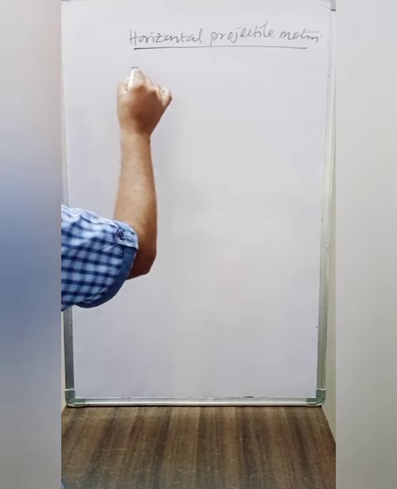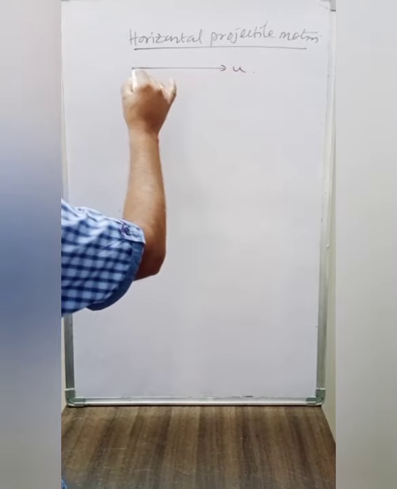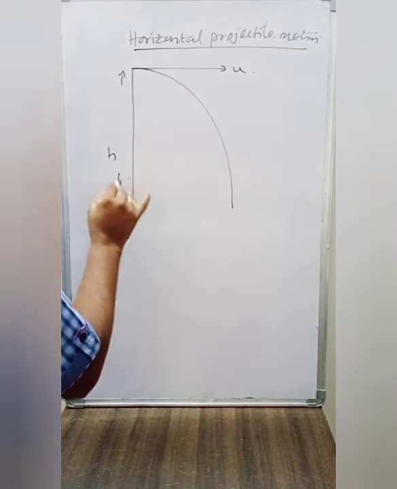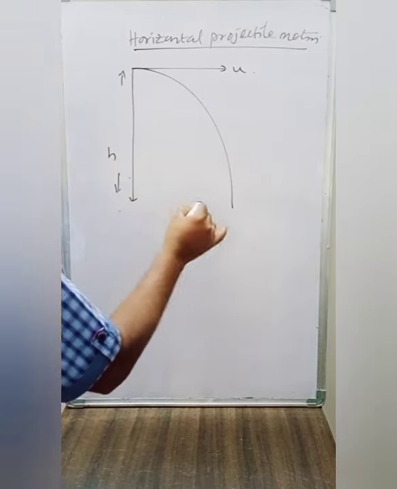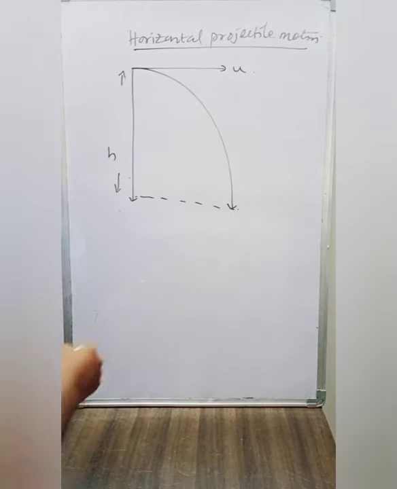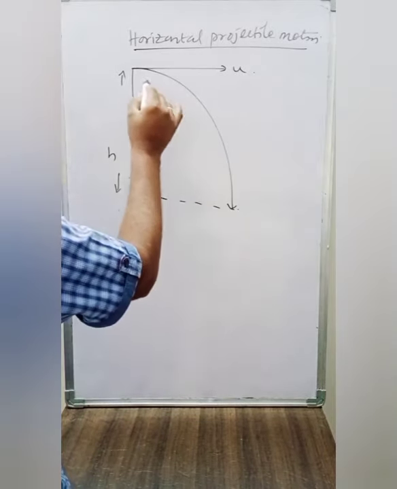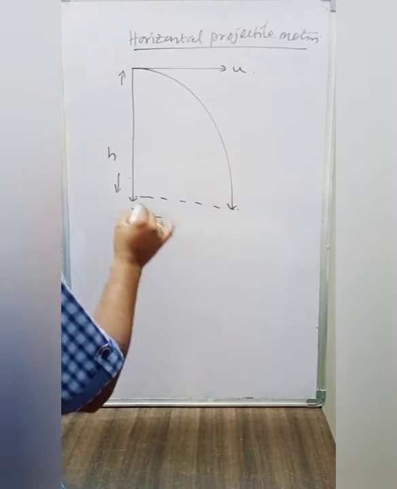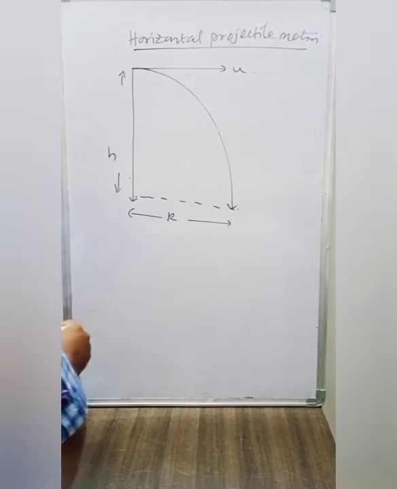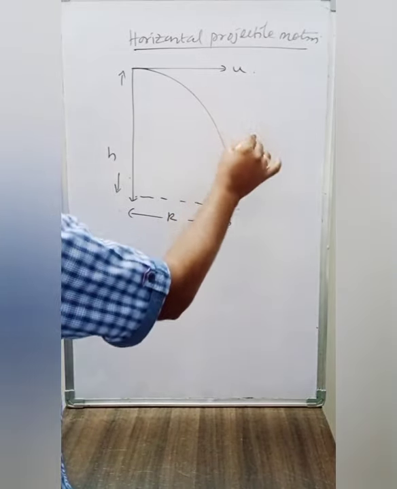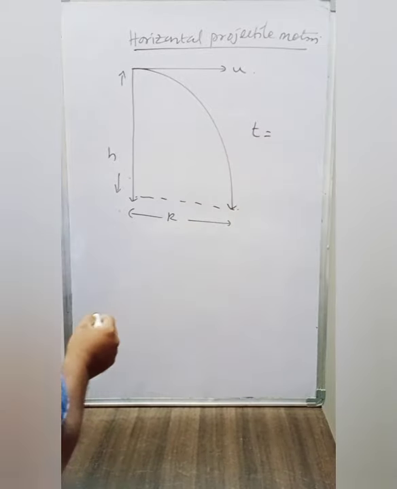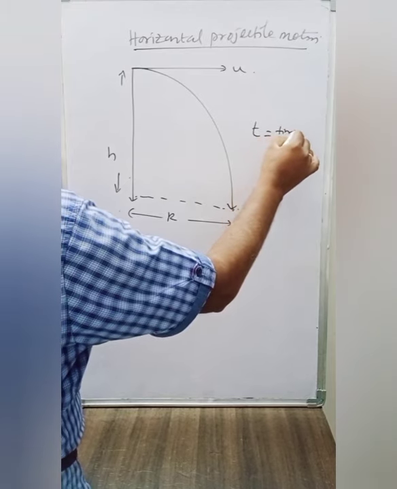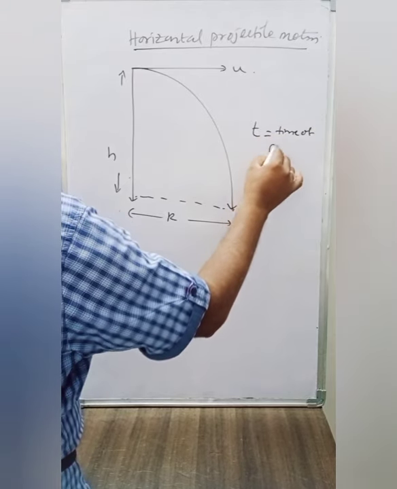Let the projectile be projected with an initial velocity u from the height of a building or a tower, then finally reaching the ground. The distance from the point of projection to the reached plane is called range. The time taken by the projectile to reach the ground is the time of flight.